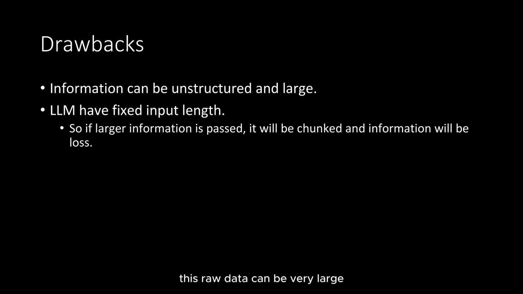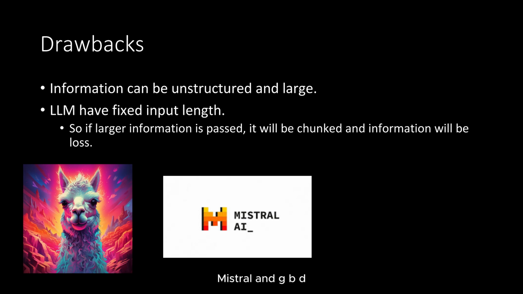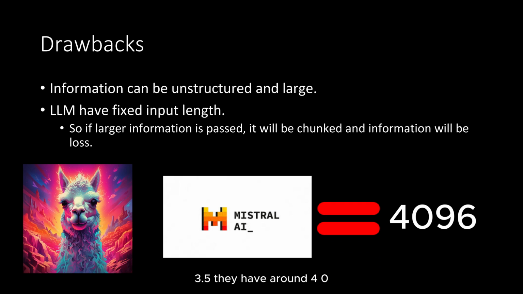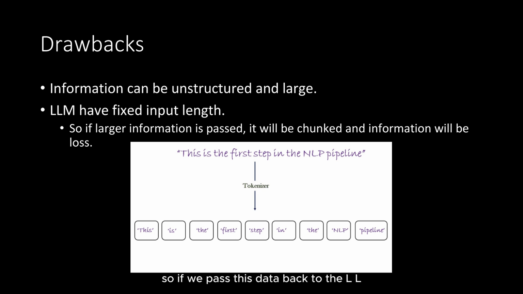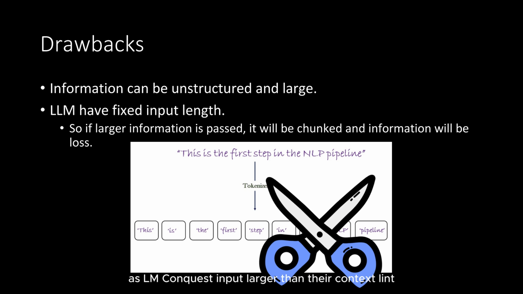This raw data can also be very large. We know that the LLM has a fixed input length. That is, models like Llama, Mistral and GPT-3.5 have a context length of around 4096. So if we pass this data directly to the LLM without pre-processing, there is a high chance of information loss, as the LLM truncates input larger than its context length.